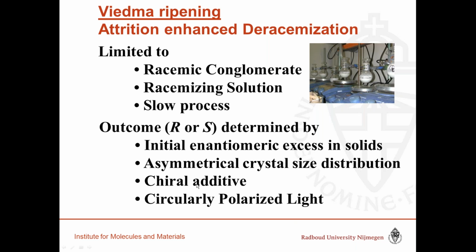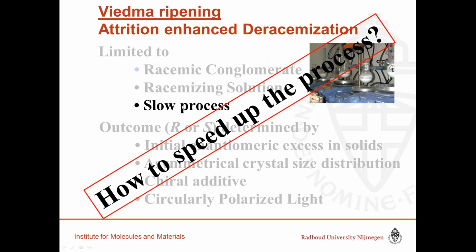And one of them is, for instance, by adding chiral additives, or starting from an asymmetrical crystal size distribution for the left and right-handed crystals from the beginning. But I would like to see how we can speed up the process.